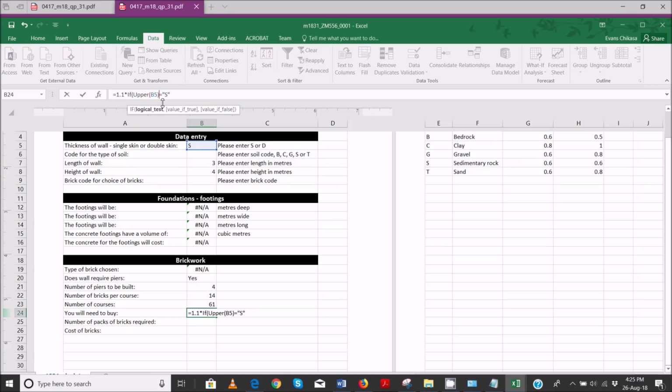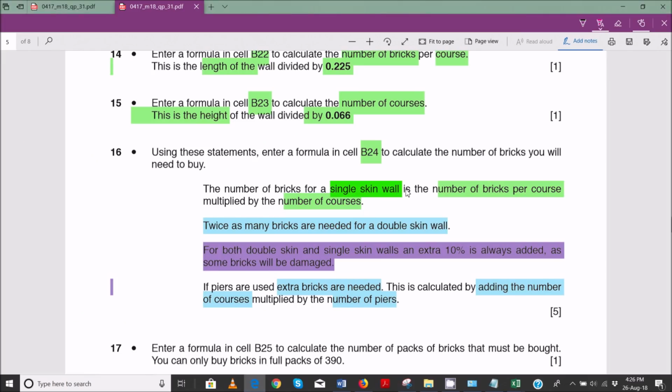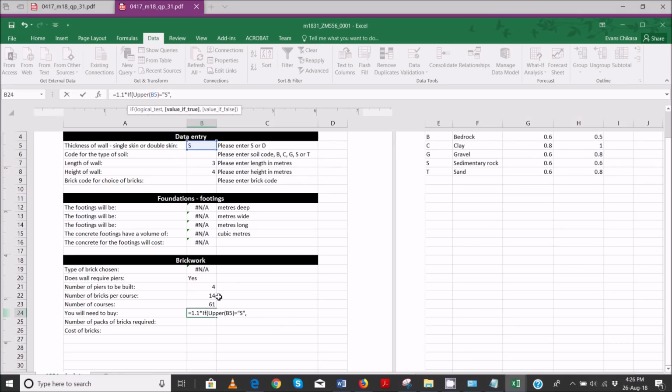So if upper B5 equals S, which is if this is single skin, if it is true, then there's something that we are doing. If it is true, then you multiply. The number of bricks for a single skin wall is the number of bricks per course, which is this one, multiplied by the number of courses, which is this one. Now the next thing is to test.